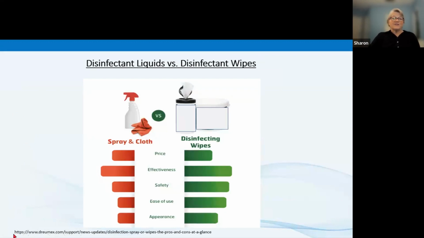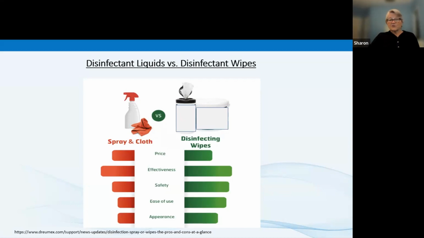Now, a little bit about disinfectants, liquids versus wipes. It's not too surprising that the spray system and the cloth are often what's used to clean and disinfect in outpatient settings. They typically cost less than disinfectant wipes, but they aren't necessarily the best method to keep patients, clients, and staff safe. Oftentimes, the disinfectant is sprayed onto a surface that hasn't been cleaned, so the disinfectant can't penetrate the surface to do its job.